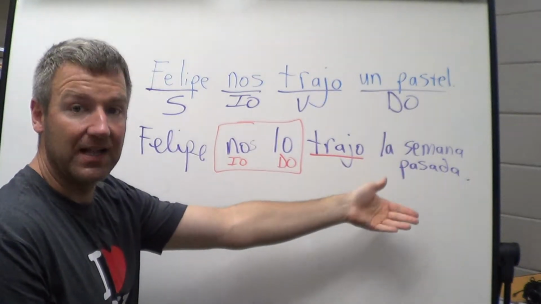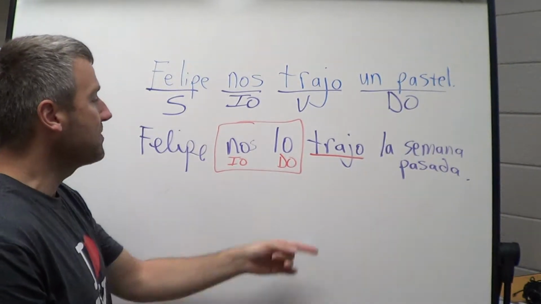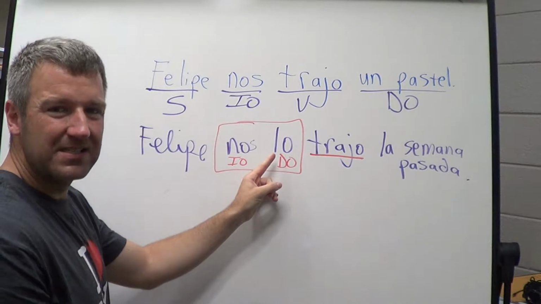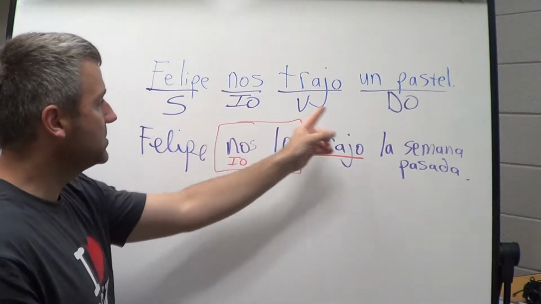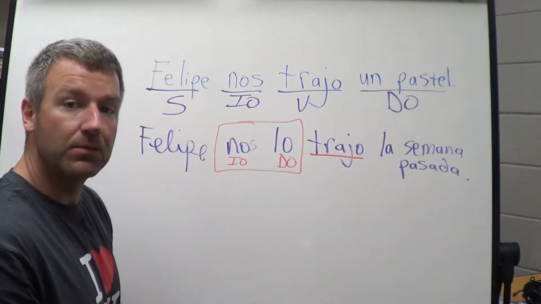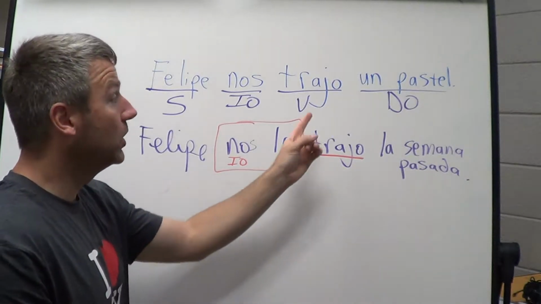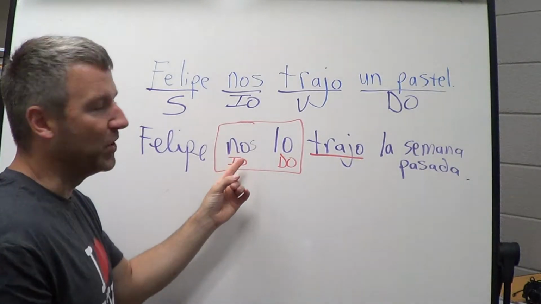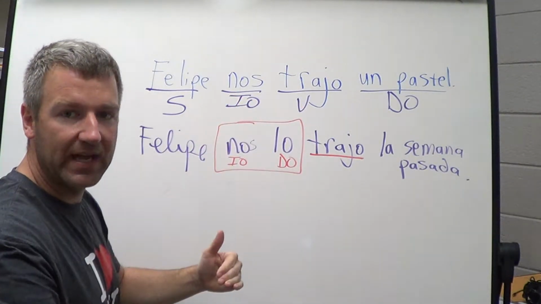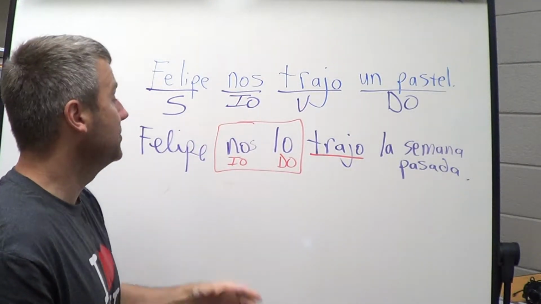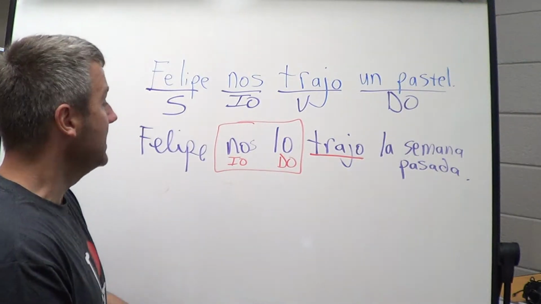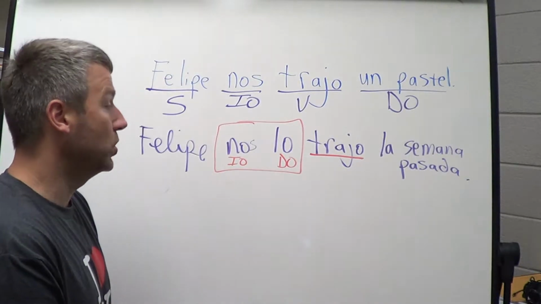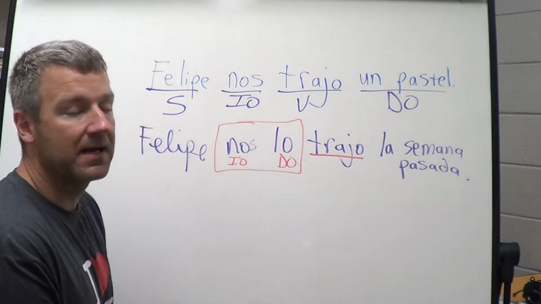La semana pasada, last week. So, the lo here, Felipe brought it to us. What does it refer to in that original sentence? It refers to un pastel, a cake. Alright? And then nos, you can see how nos, again, is kind of just bringing it on down. That's who he brought the cake to or for. Okay? So again, following that same structure right there. Felipe nos lo trajo la semana pasada.